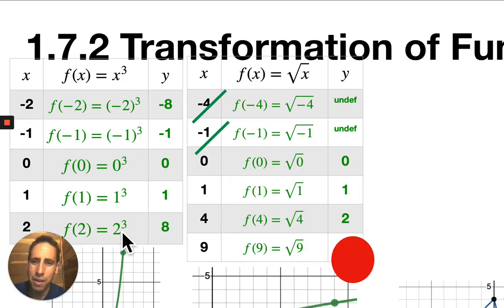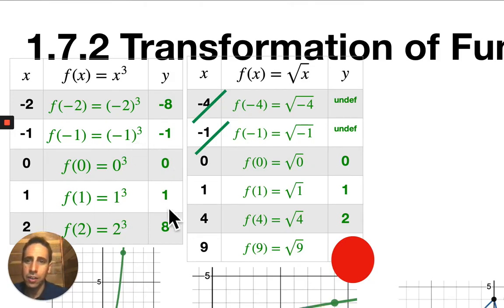2 to the third power, that is 8. 1 times itself 3 times is 1. 0 times itself 3 times is 0. Negative 1 times itself 3 times. That's negative 1 times negative 1 times negative 1. Well, 2 of the negatives will cancel out, but you're still left with 1 of them. So at the end of the day, the output's going to be a negative number. Negative 2 times negative 2 is positive 4, and then times negative 2 again is negative 8.